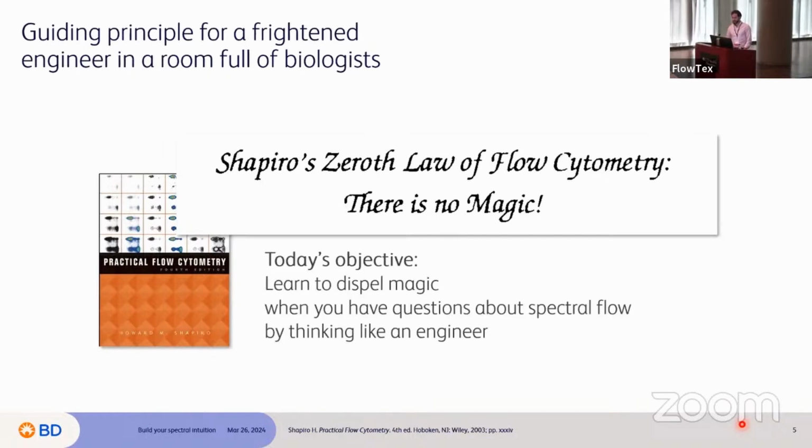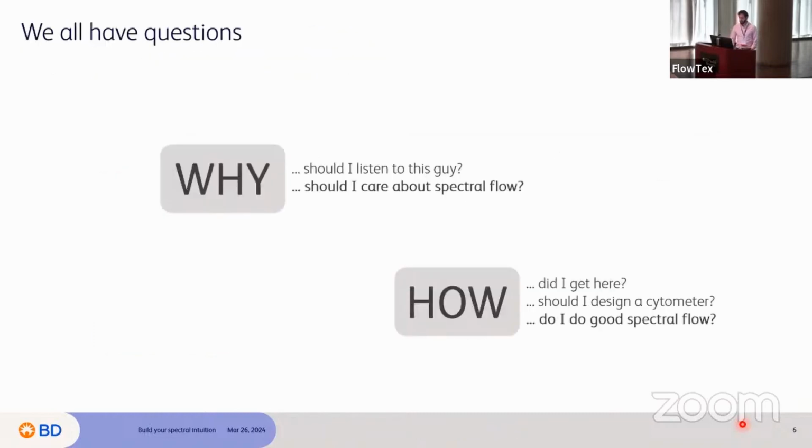So today, what I want to do is help us learn to dispel magic when we think about spectral flow, and we'll do that by thinking like an engineer, right? Breaking down the problem, applying mental models, approaching it from multiple angles, and getting frustrated, but eventually not giving up.